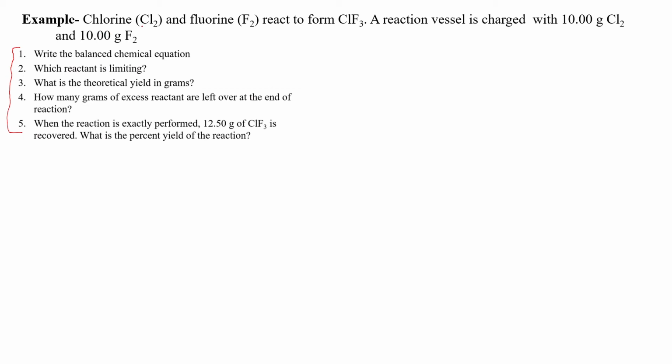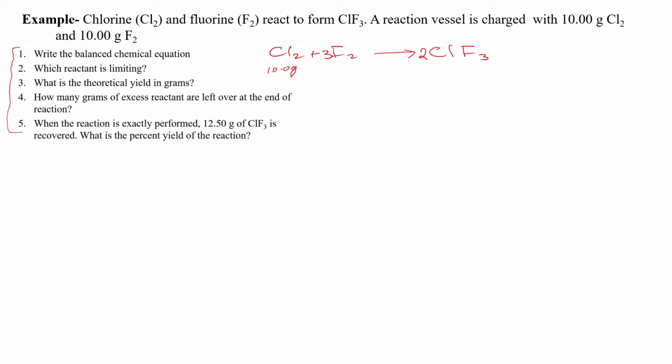So the reaction is between chlorine and fluorine. So we have to balance this equation. To balance it, we're going to write 2 here so that we can get 2 chlorides. This will change the number of fluorides to 6. To get 6 fluorides, we are going to write 3 here. So now this equation is balanced.